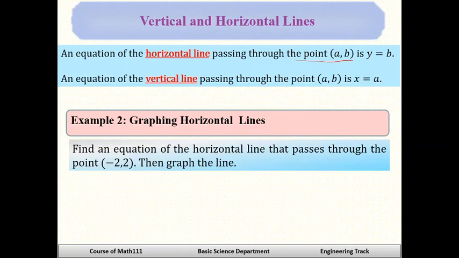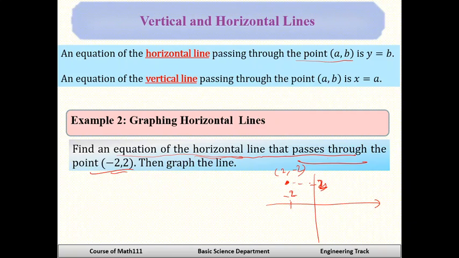Now let's look at this example. It says, find an equation of the horizontal line that passes through negative 2, 2. We can easily draw this one and show this horizontal line. You can visualize it. It's passing through minus 2, 2. X is minus 2 and y is 2.